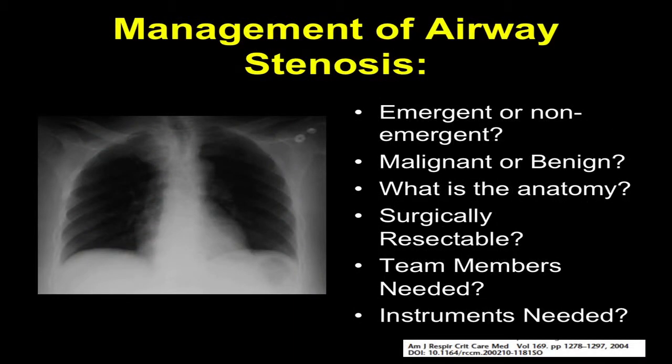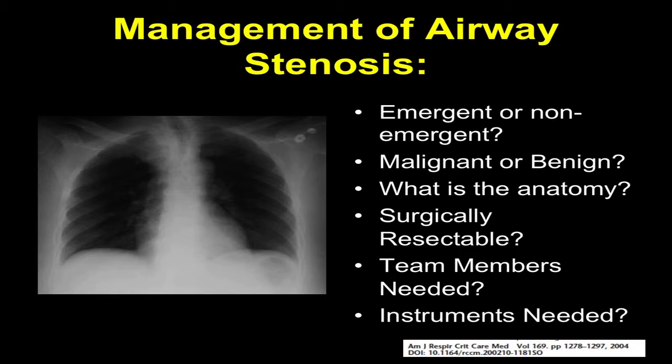So how does a pulmonologist, even a reasonably well-trained pulmonologist, approach someone with airway stenosis? And this is really the only slide that is actually very important to remember, at least from my perspective. So when I have a patient come in with an airway stenosis, my first question is, is this an emergent or a non-emergent situation? Does this person need to go to the operating room now, or do I have some time to think about it and pull together some more data?